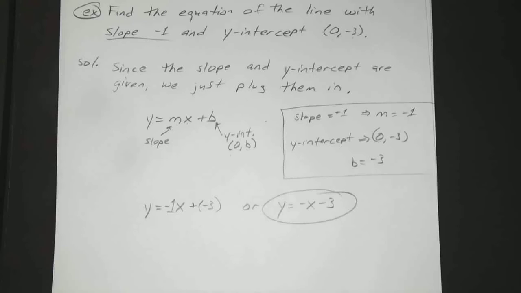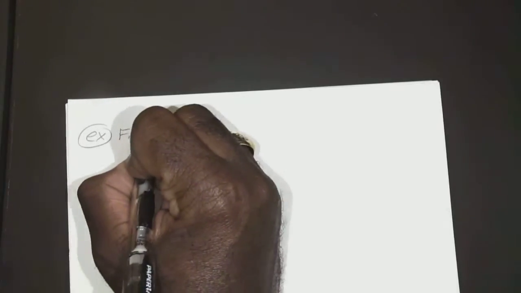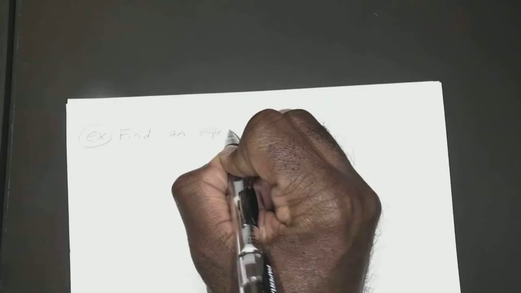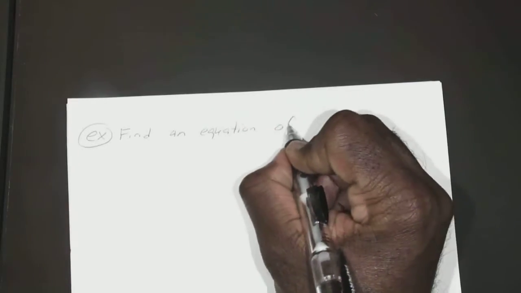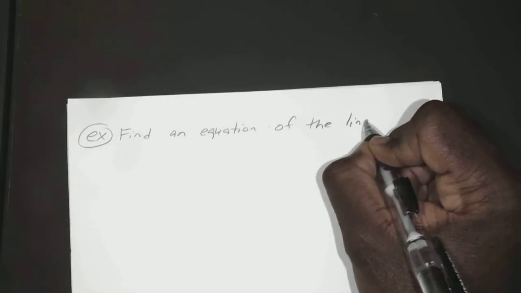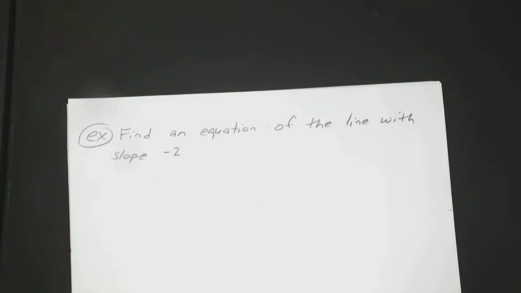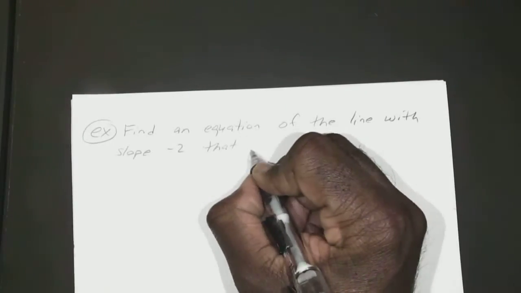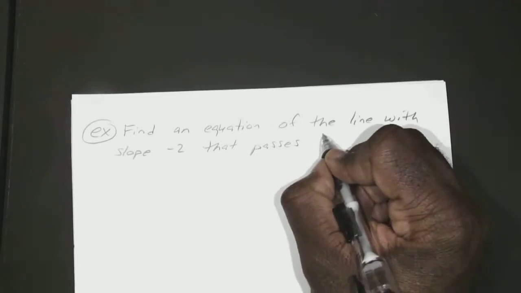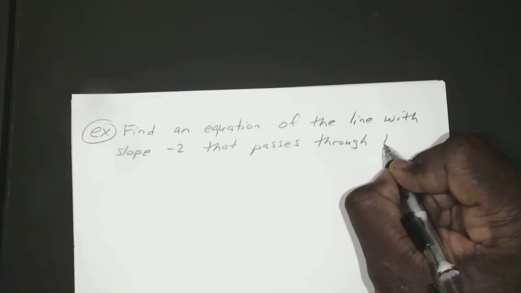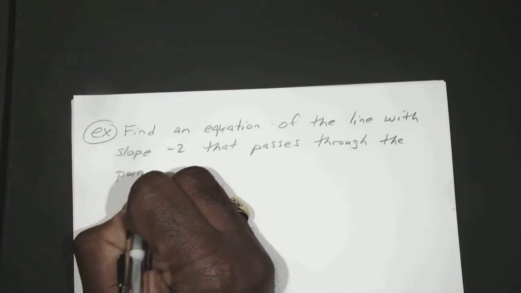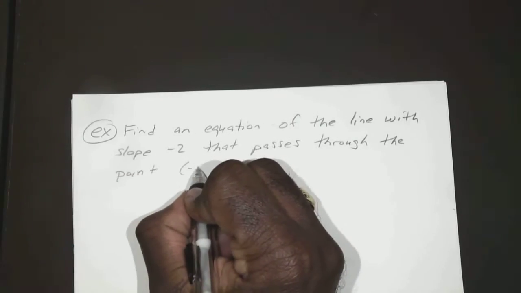All right, so what if we had one? Looks like everyone's done. But now, what if we had one that said, find an equation of the line with slope -2 that passes through the point -1, 5.